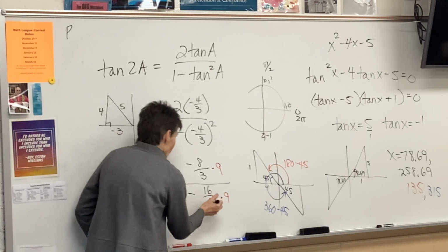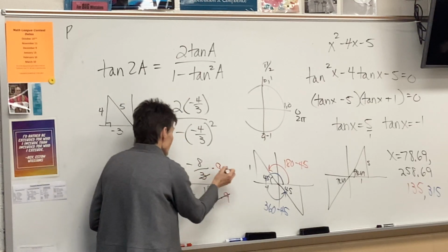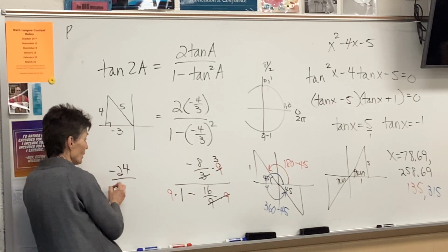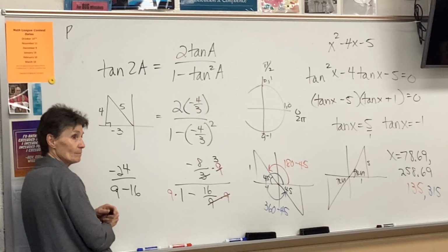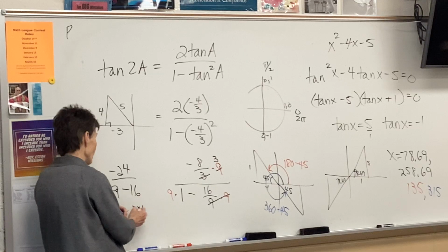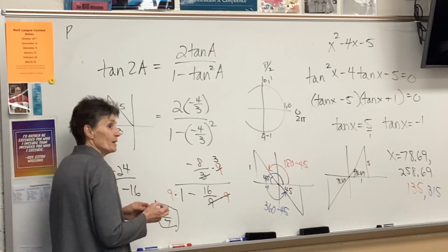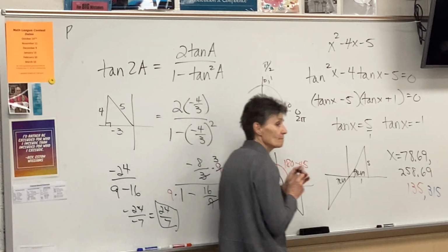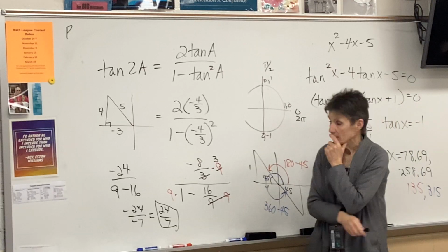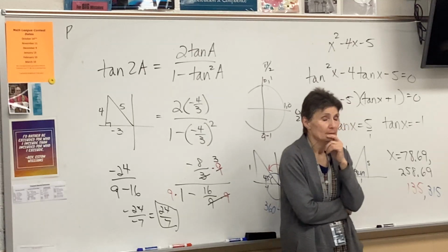Now, why did I do that? Well, this one's completely gone. This one cancels and leaves a 3. So now I've got negative 24 over 9 minus 16. So negative 24 over negative 7. Make sure, however you're doing it, that you get 24 sevenths. Yep, you absolutely can do it another way.